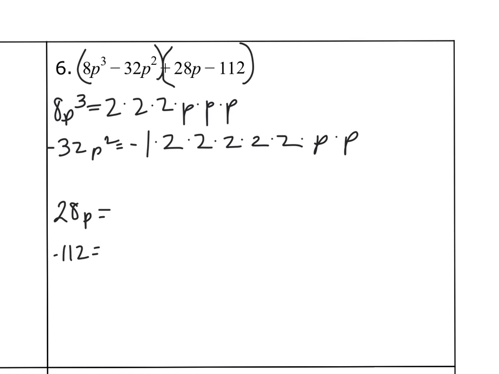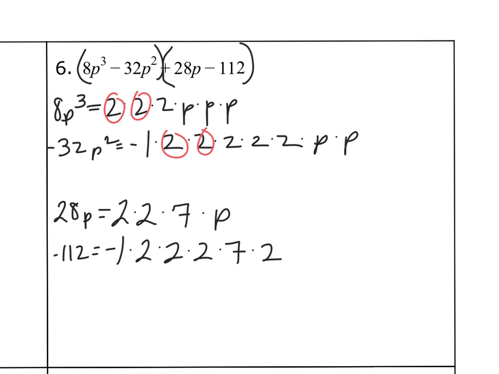All right, so let's pick back up. 28p, 28, that's 2 times 2 times 7 times p. Negative 112 times, there we go. See, 2 times 2 is 4. 4 times 2 is 8. You got how many 2s? I was about to say, because we need one more. Yep. There we go.